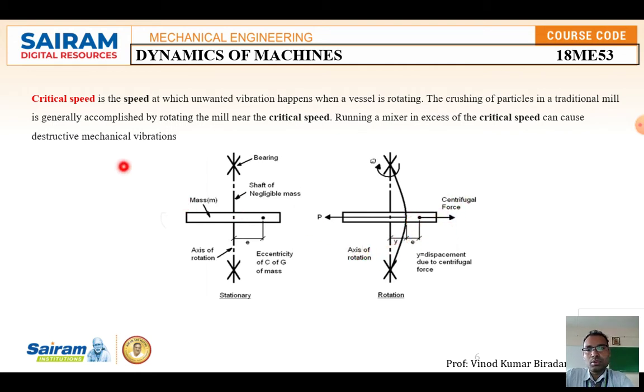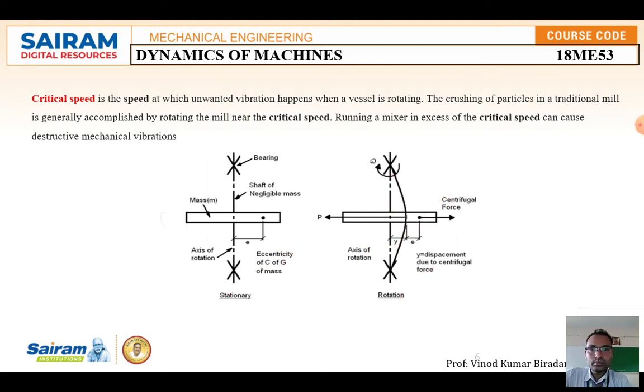Just remember that critical speed is nothing but the speed at which the shaft rotates violently with respect to the shaft. The force acts in the outward direction, and that is called centrifugal force. This is the stationary position, this is the rotation. This is the initial stage and this is after rotation.